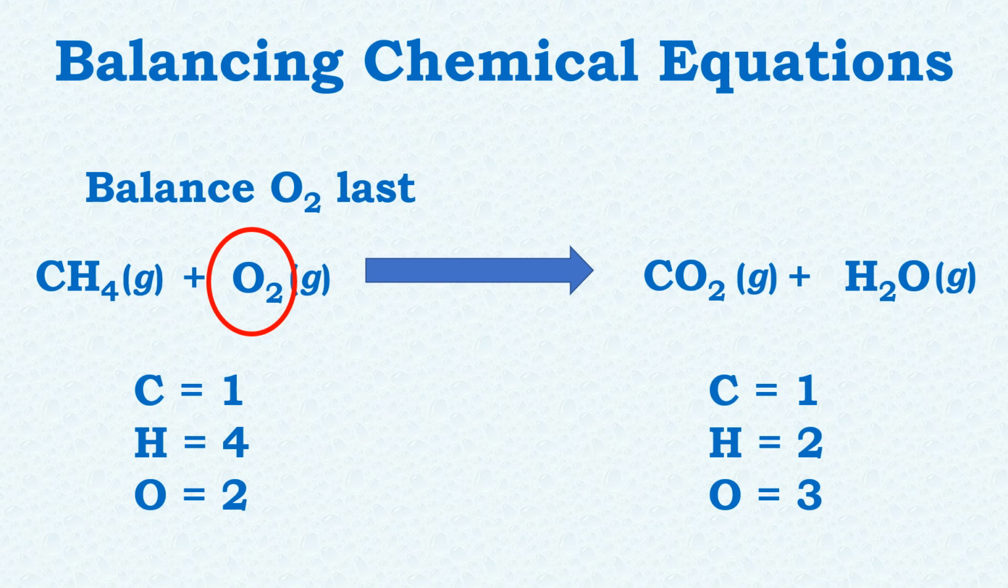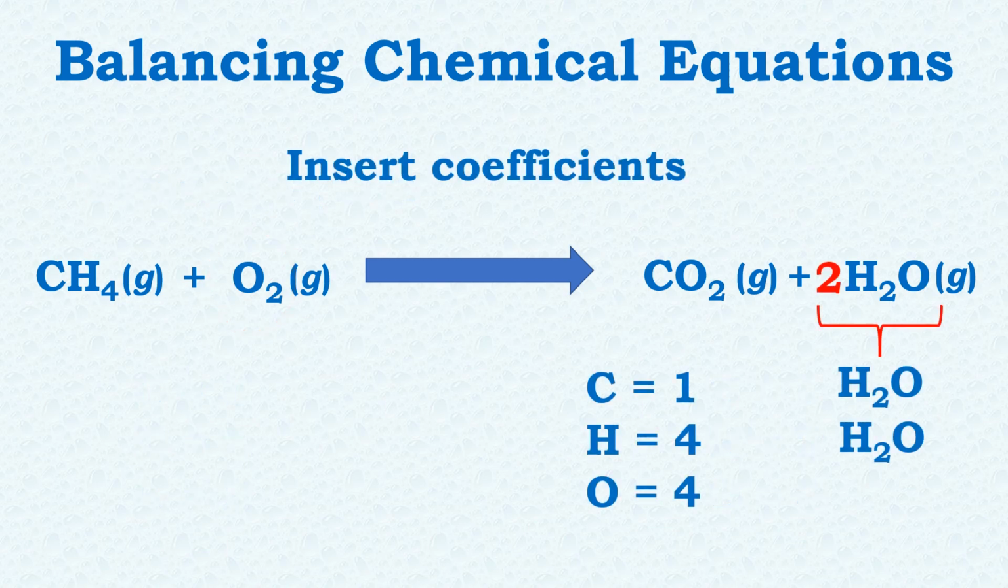In this example, since the carbon is already balanced, we can balance hydrogen first. A coefficient of 2 in front of water means you multiply water by 2. There are 2 water molecules. This balances the hydrogen. But the moles of oxygen has changed. There are now 4 moles of oxygen on the product side. We can balance the moles of oxygen on the reactant side by inserting a coefficient of 2 in front of the oxygen.